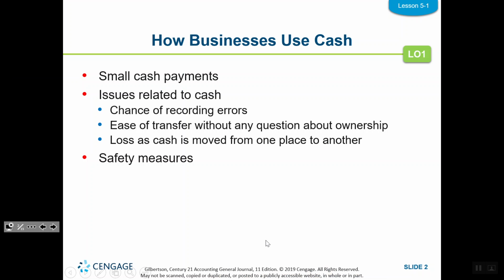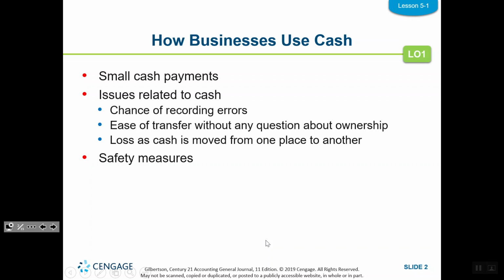So, how can a business use cash? Okay, well, they can make small cash payments. So they can buy a stamp, an envelope, things like that. There's issues related to cash. You've got chances of recording errors. So sometimes it's not accurately kept track of the cash, so you could have an error there.